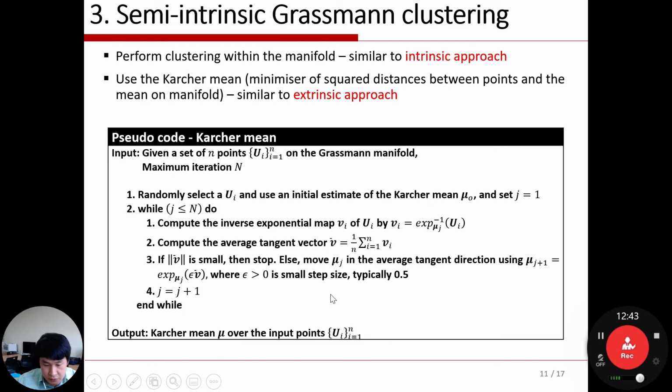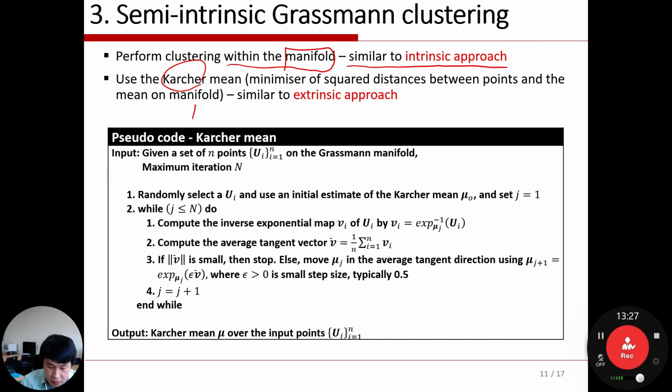The last category, semi-intrinsic Grassmann clustering, is a kind of hybrid approach in between intrinsic and extrinsic. The reason why we use this expression is that we can perform the clustering within the manifold. So it is a property of the intrinsic approach. The second one is that to compute the mean, we cannot use just the sample mean for MTS. We have to use the Karcher mean, which is a special way of computing the mean of linear subspaces.